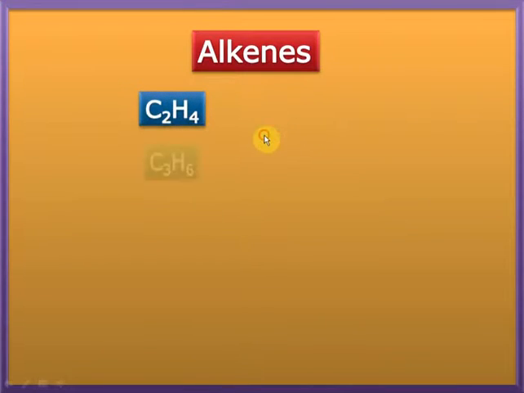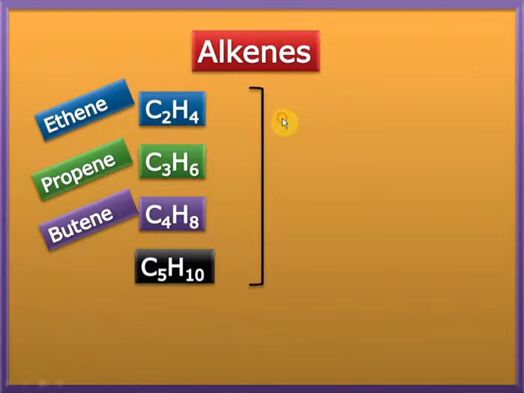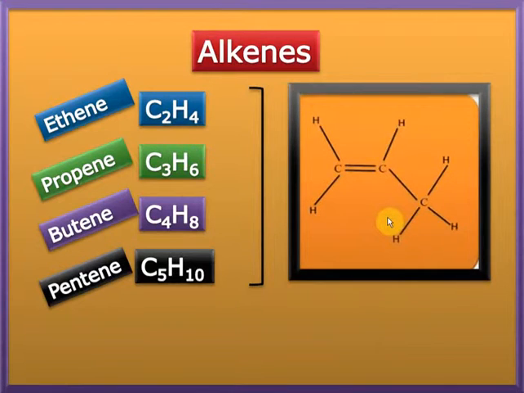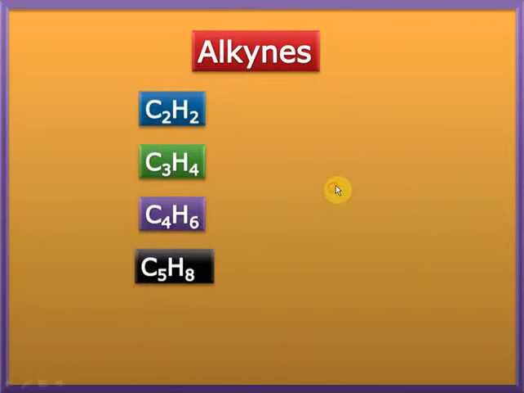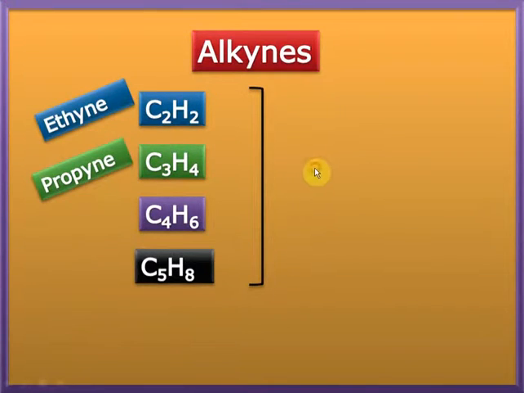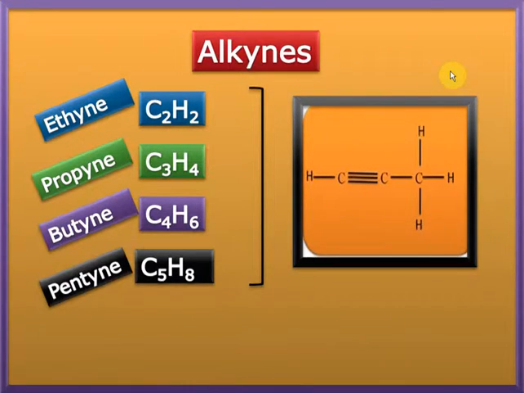We learnt about alkenes. We learned that the simplest alkene is ethene. Then we have propene, butene and pentene, isn't it? Of course, since the general formula of alkenes is CnH2n, we have C2H4, C3H6, etc. This is the structure of propene. As you can see, there is one double bond between the 2 carbon atoms of propene, isn't it? We learnt about alkynes. The simplest alkyne is ethyne. Then we have propyne, butyne and pentyne. Here's the structure of propyne, which has a triple bond between 2 carbon atoms.